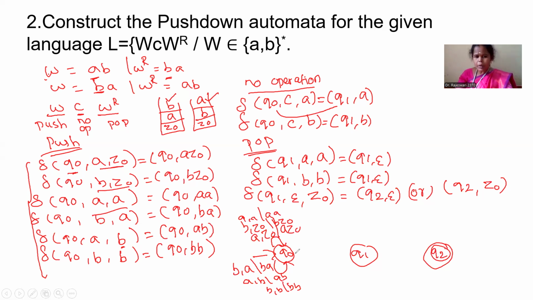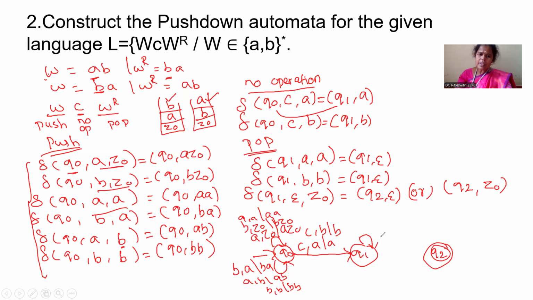Then when we process the separator C, it goes from q0 to q1. So C is the input symbol. C comma A, am I right? C comma A, it is A alone. In the same manner, C comma B, it is B. You have to write like this.